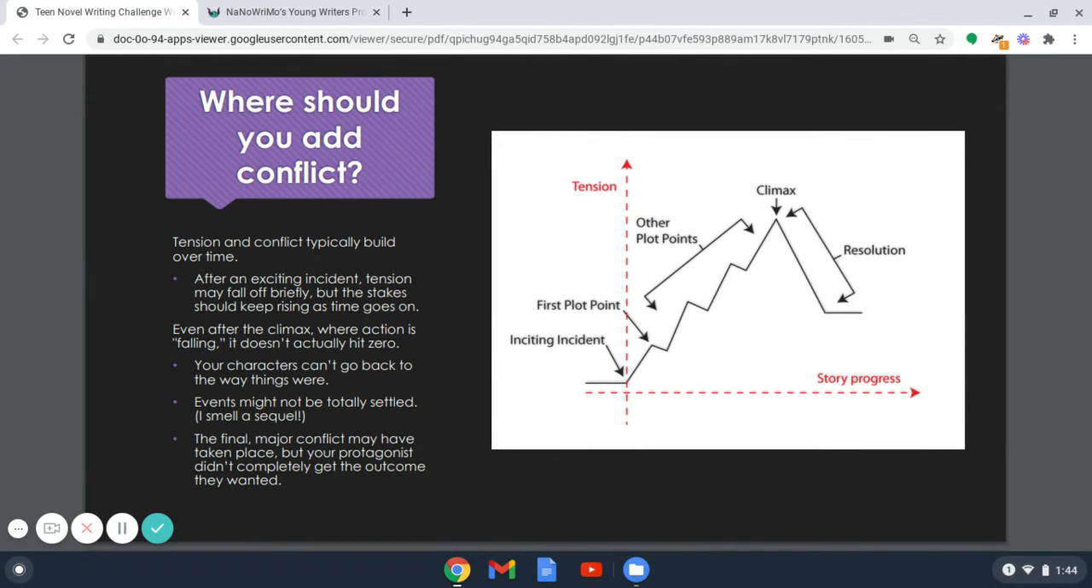You also have to consider that maybe your character got the happy ending they wanted, but maybe they didn't. So if you have that character who didn't get exactly what they wanted, they now have to deal with how that affects their life. There's also the idea that maybe they got exactly what they wanted, and it turns out that exactly what they wanted was not what they needed, or what they thought they wanted wasn't what they actually wanted. So there's still internal conflicts happening and still tension going on at the end of the story.